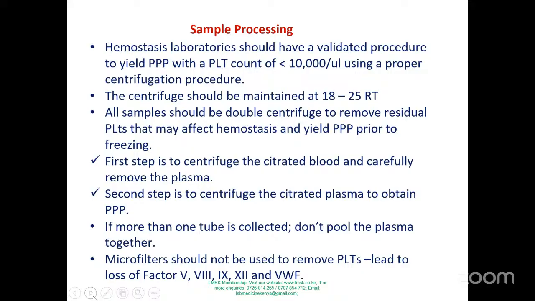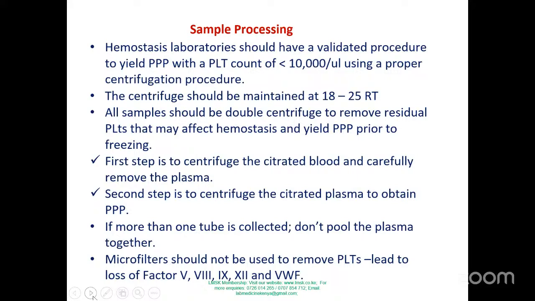So here we are going to look at the sample processing. In hemostasis, laboratories should have a validated procedure to yield platelet poor plasma with a platelet count of less than 10,000. So we are talking about the platelet poor plasma here. We mean that if you run your samples on your FBC machine, the platelets that you are getting should be less than 10,000. So you should use a proper centrifugation procedure that you, as a lab, have validated, which means you've tested it and confirmed that the plasma you are yielding is platelet poor, with a platelet count of less than 10,000.